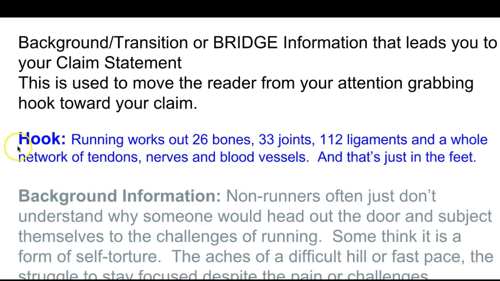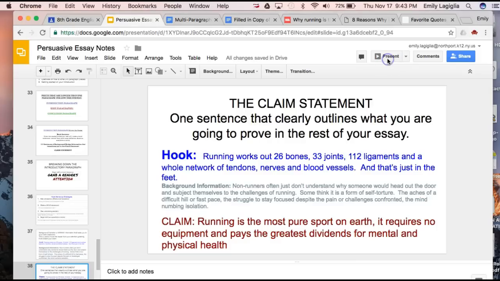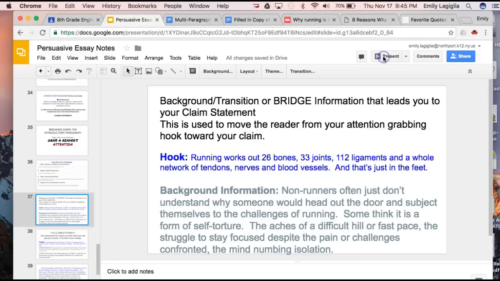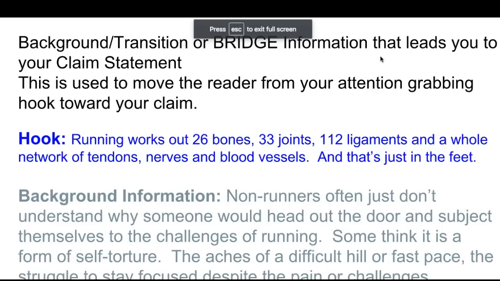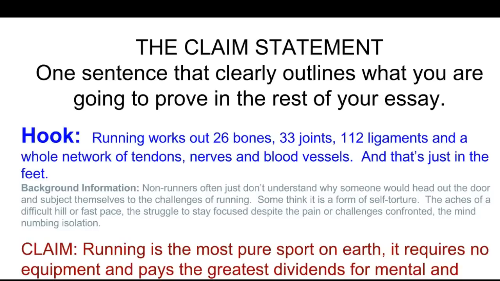So again, I'm trying to bridge you from my hook. I'm trying to make sure that I'm bridging you from my hook sentence into my claim statement by giving you a little bit more background and a little bit more of my perspective on this topic. So let's take a look at the claim statement I'm going to use.